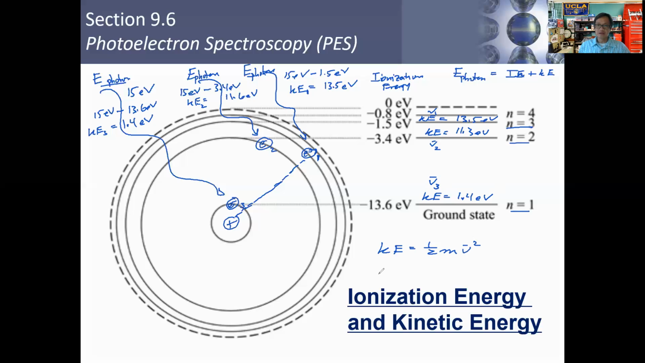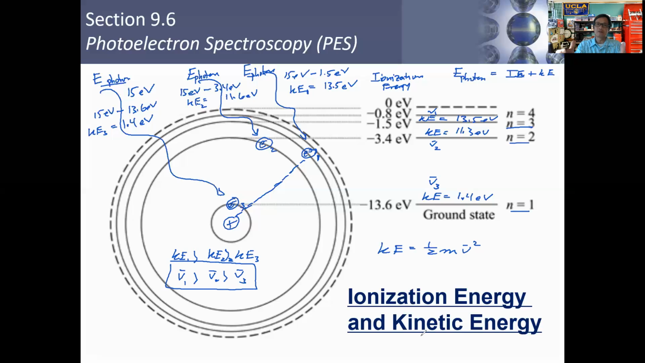So therefore, if we summarize here real quickly, I'm going to summarize on the side here. The kinetic energy of electron 1 is going to be greater than the kinetic energy of electron 2, which is going to be greater than the kinetic energy of electron 3, which means the velocity of electron 1 is going to be greater than the velocity of electron 2, which is then going to be greater than the velocity of electron 3. This is what we take advantage of here, folks.